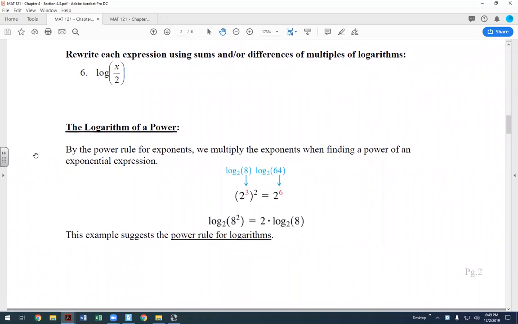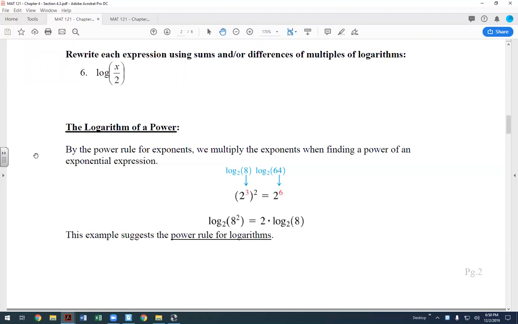So product rule, quotient rule. Now the next one we want to look at is of course the power rule. So again, your exponential rule was if I have one base with two different exponents, so I have 2 to the 3rd power, and that whole thing raised to the 2nd power, you actually end up multiplying your exponent. So that means we end up multiplying 3 times 2, which is where that 2 to the 6th power comes from, right?